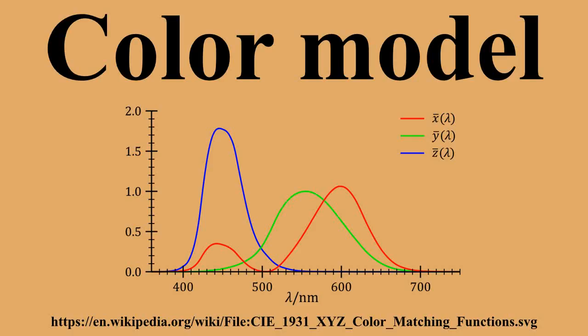The cyan ink absorbs red light but transmits green and blue. The magenta ink absorbs green light but transmits red and blue. And the yellow ink absorbs blue light but transmits red and green. The white substrate reflects the transmitted light back to the viewer.